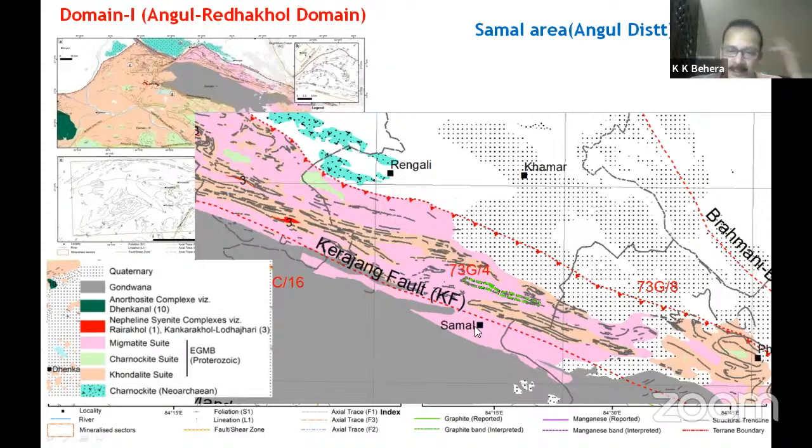This is another area, Samal area, Angul district. Recently, Mahakul sir began work there. In fact, it is a validation of our model. In this part, if we see, the graphite veins are parallel to our Sukinda thrust zone, which is almost west-northwest, east-southeast. It's a new finding, and GSI will be taking up the item in 24-25. This is in domain 1.